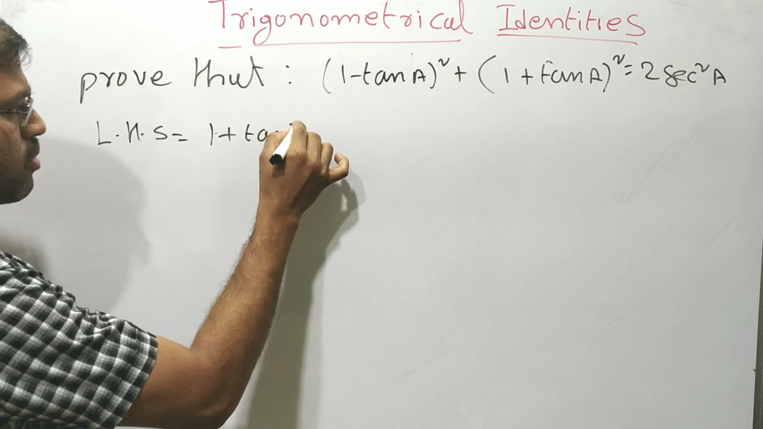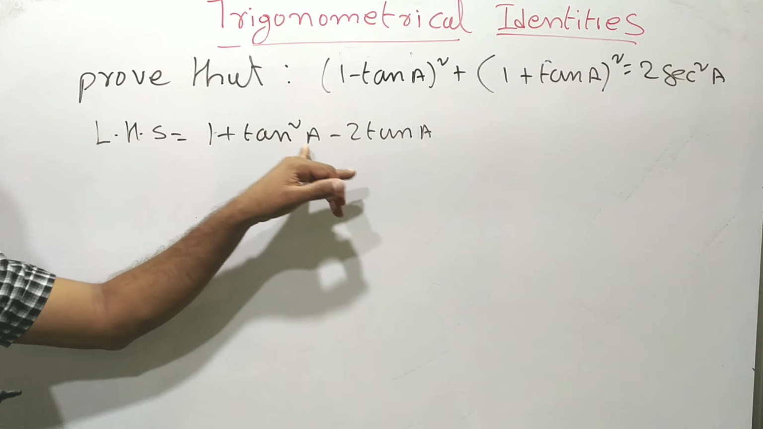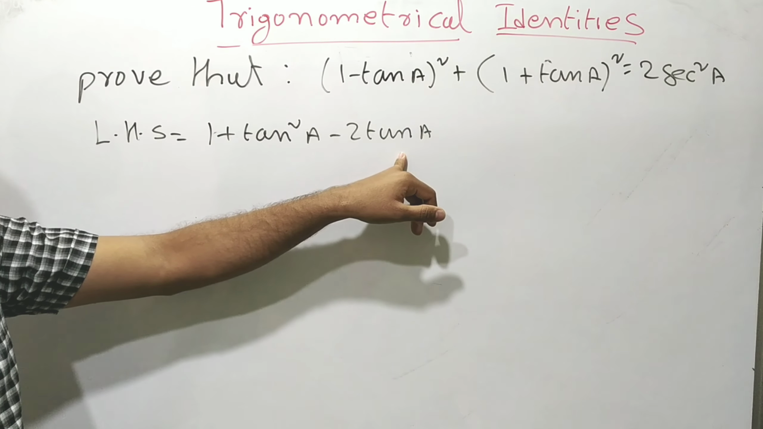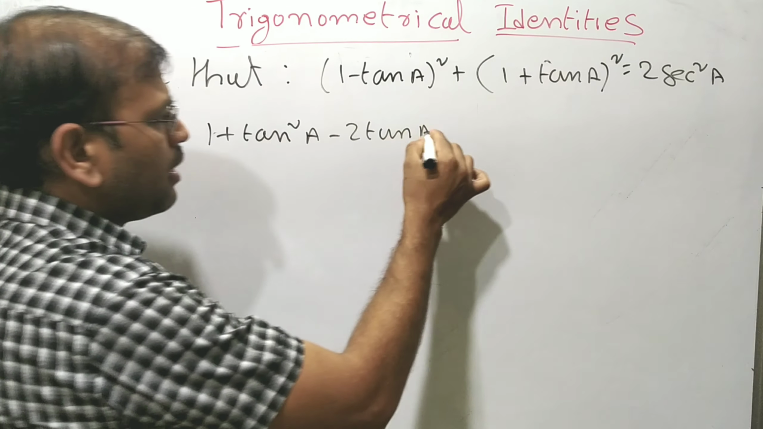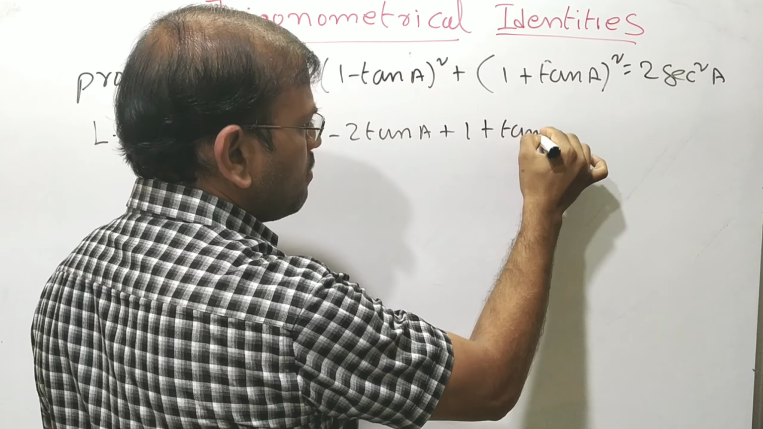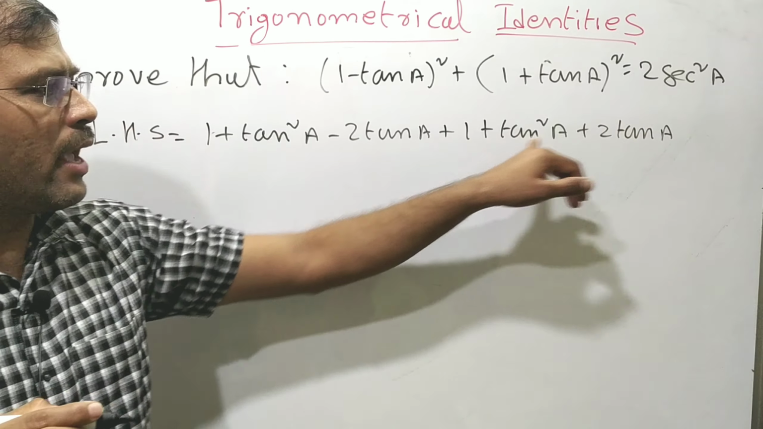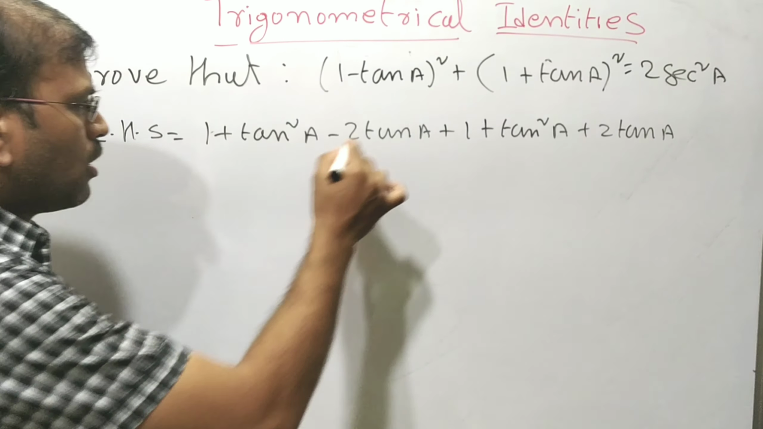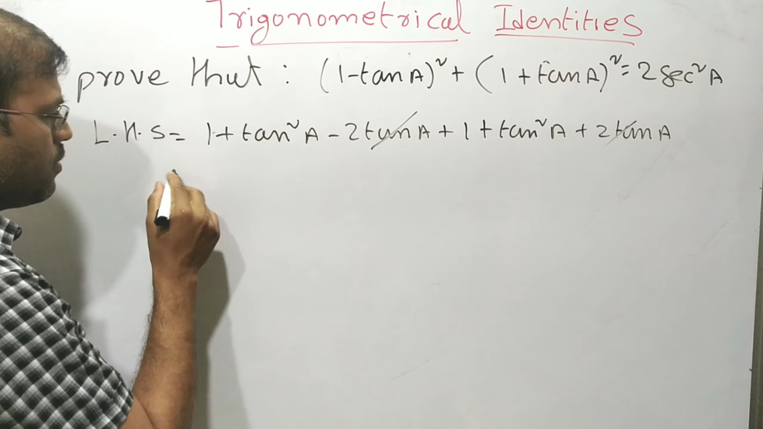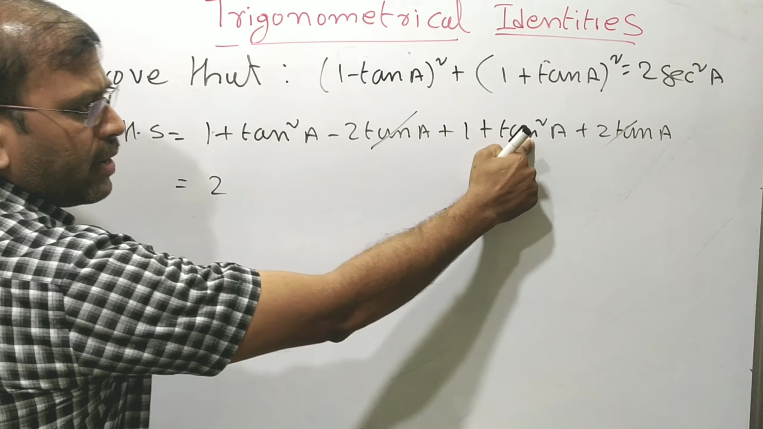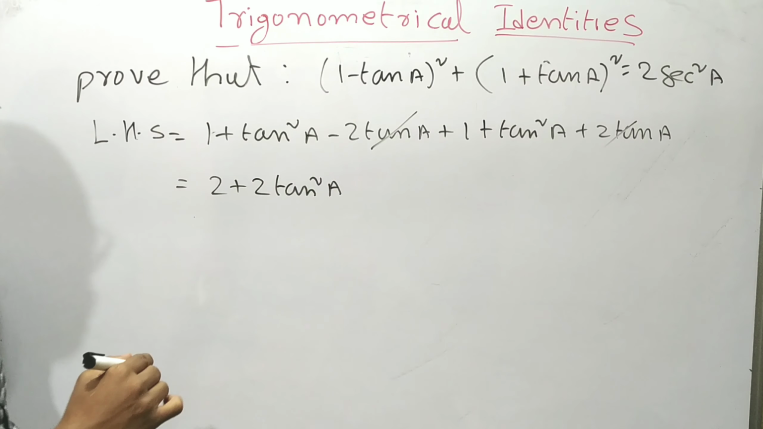1 plus tan square A minus 2 tan A. So 1 plus tan square A minus 2 tan A. This is what? a square plus b square minus 2ab. Now similarly, 1 plus tan square A plus 2 tan A. This looks like the (a plus b) whole square formula. 2 tan A, 2 tan A, I will make the cancellation. 1 plus 1, you will get the 2. Tan square A plus tan square A, 2 tan square A.